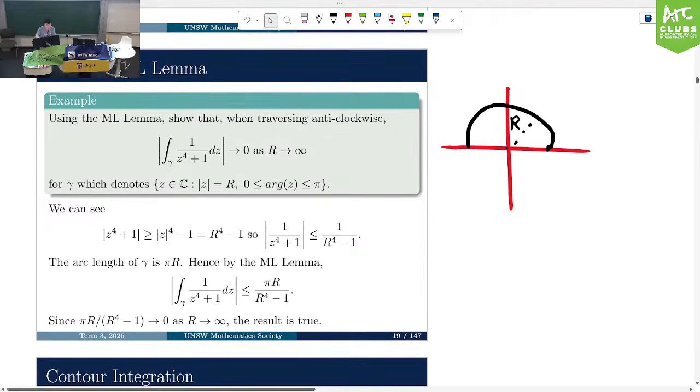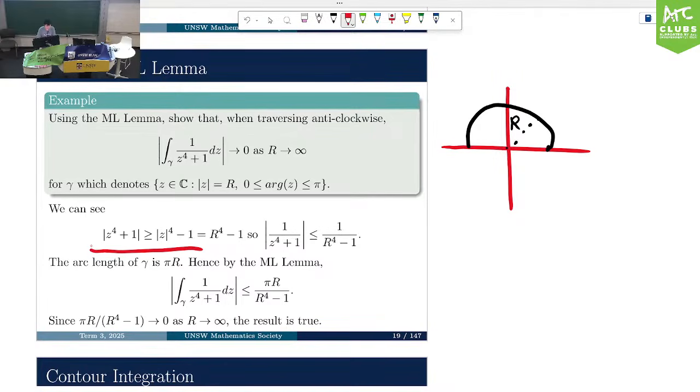So we want to show that this thing approaches 0 as r approaches infinity. What you can do is that we can just use the ML lemma. We will do this a lot during the real analysis part of complex analysis, basically like evaluating real integrals. But what we do is we use the triangle inequality, which is over here.